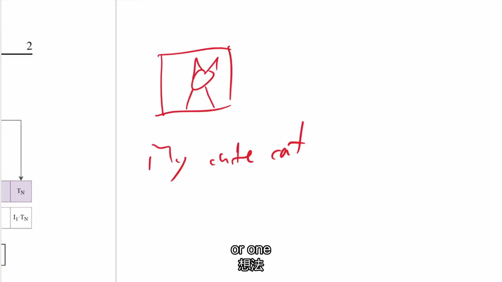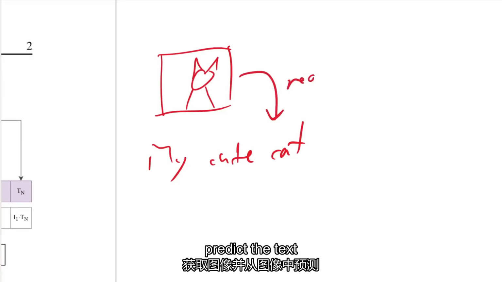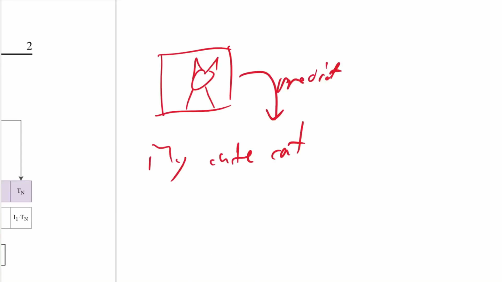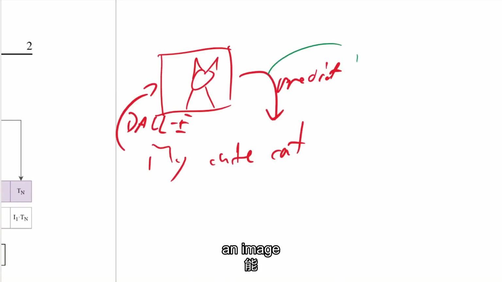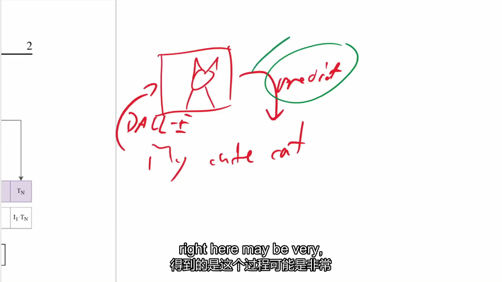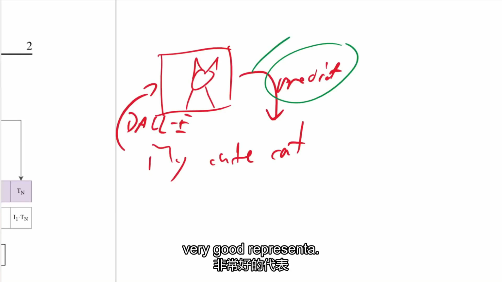So one of the original ideas is we take the image and we predict the text from the image. Of course, DALL-E goes the other way, taking the text and predicting the image. But the idea is, if we can take an image and from it predict the text, what we get out of it is not only a model that can label images, but what we hope to get out of it is that this process may be a very, very good representer.